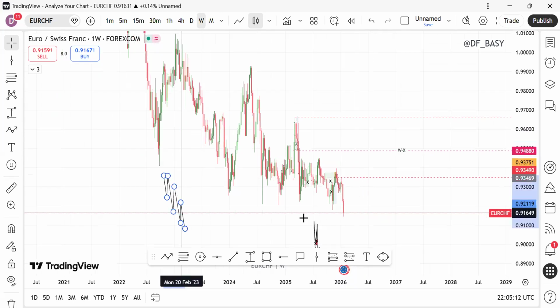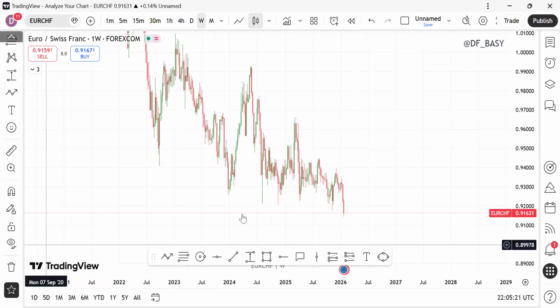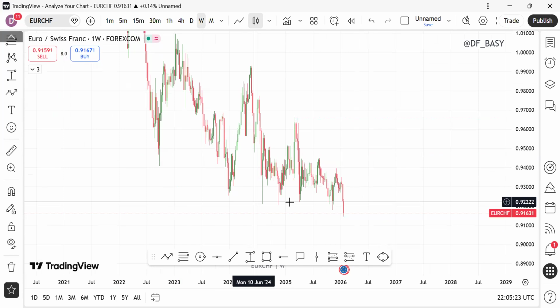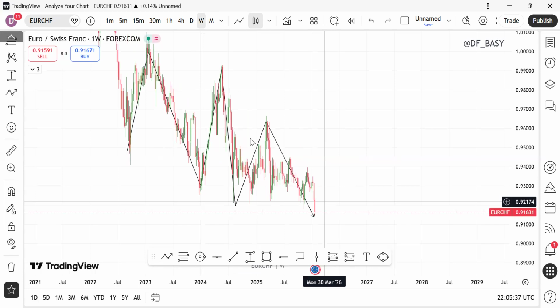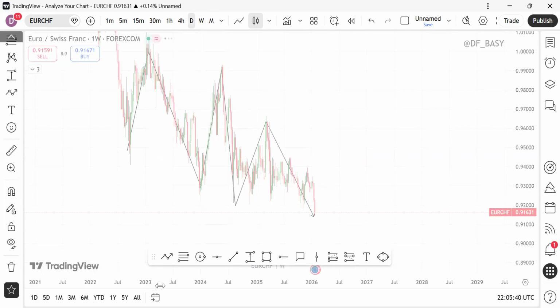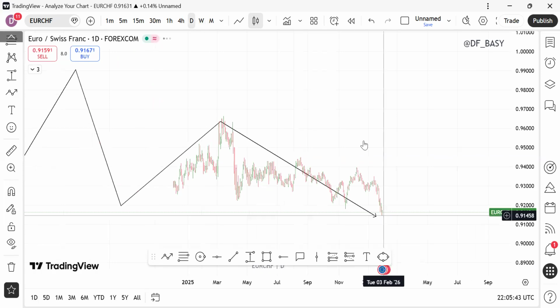Let me delete that. Now, on the chart, you can see it over here. You have a lower low, lower high, lower low, lower high. This is still within the range. So this is the lower current, lower low. Now, let's break down to the daily. You can see it more clearly.